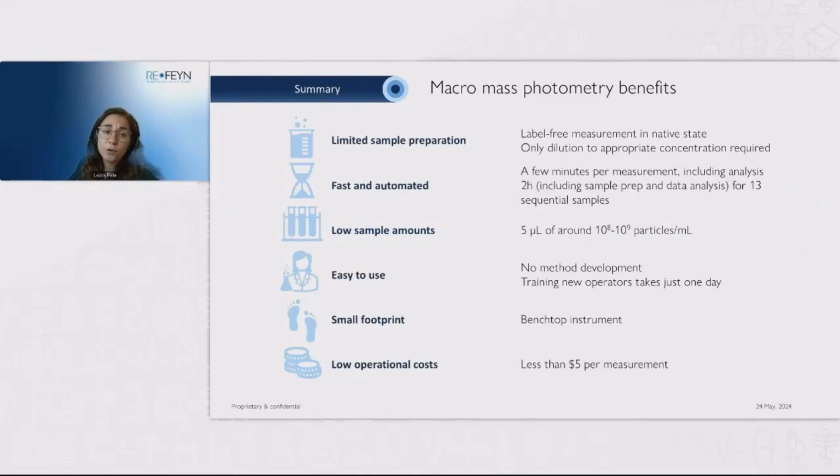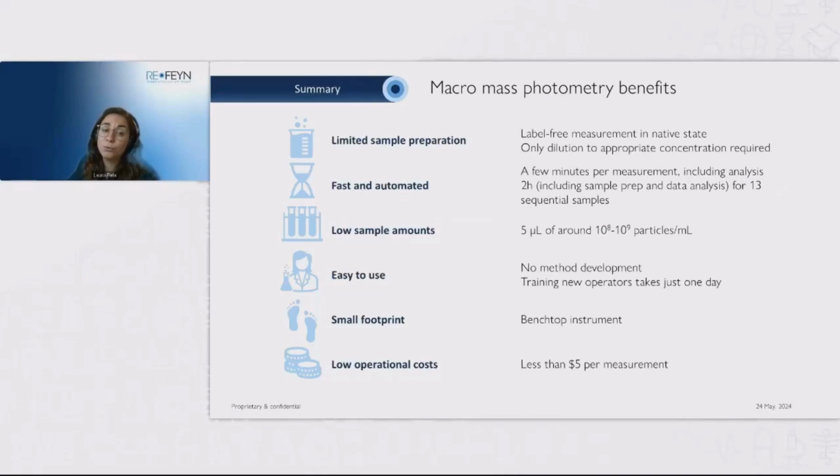So in terms of mass photometry benefits, definitely the limited sample prep is one of them. It's a label-free measurement on particles in their native state. It only requires dilution to the appropriate concentration, but that's it in terms of sample prep. It's fast because it takes a few minutes per measurement, including the analysis. Or if you run a full cassette, it would take you about 2 hours, including both sample prep and data analysis for 13 sequential samples. It requires low sample amounts. So we are talking about 5 microliters, around 10 to the 8, 10 to the 9 particles per milliliter.